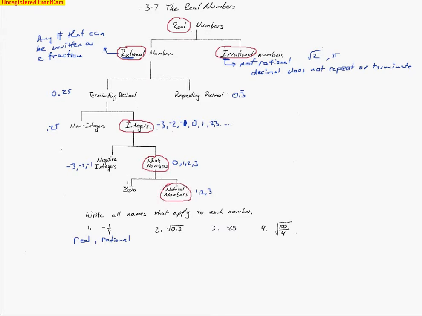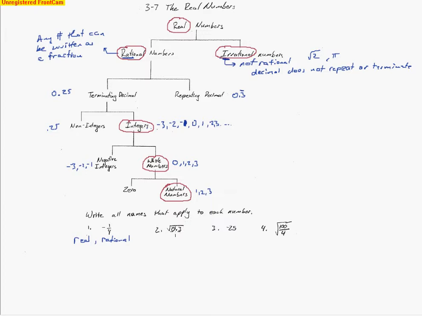Because 0 is included in the whole numbers. Negative integers are included in the integers. And then terminating decimals and repeating decimals are rational numbers. So you're going to use one of these, actually more than one. We've got to write all names. And so -1/4 is a real number. It's a rational number, but it is not an integer. It's not a whole number or natural number, so that's why I didn't include those parts.